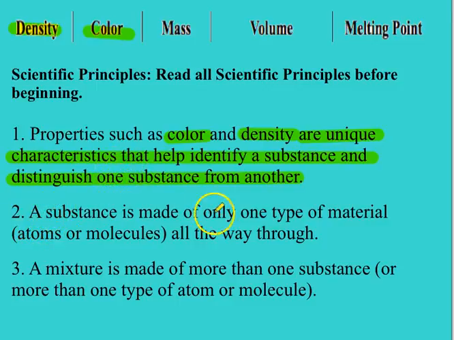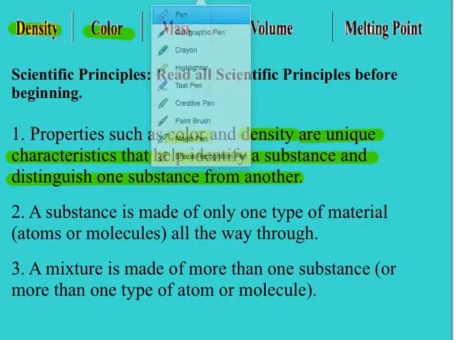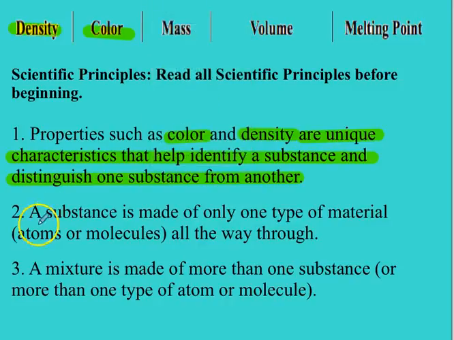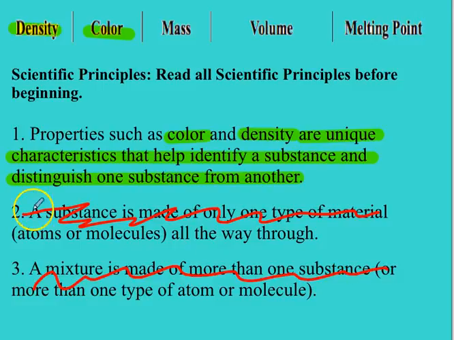A substance is made of only one type of material all the way through. Does this really apply to anything that we're doing? And if your answer is no, you are correct. So what I'm going to do is I'm just going to cross this off. How about the next one? A mixture is made up of more than one substance or more than one type of atom. Well, that really doesn't apply either.